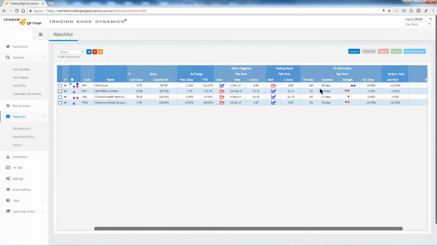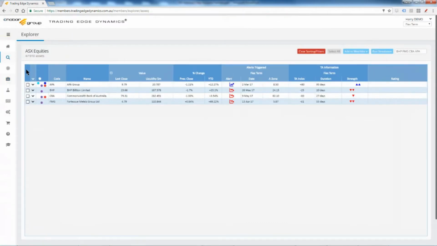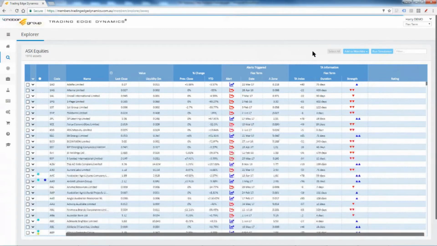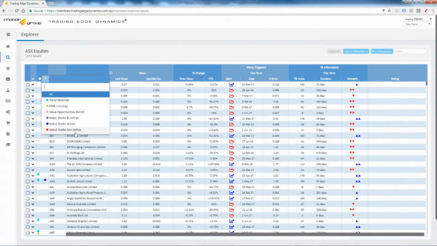So we move on to categories, which is the exciting bit about what we want to show you today. Let's go back to equities so we can get the full exposure of all the assets. We clear the sorting filters that we've left there from the last time we visited, and now we have this column again with the filter allowing us to access some of the categories that we have.